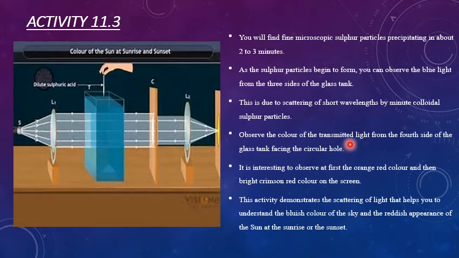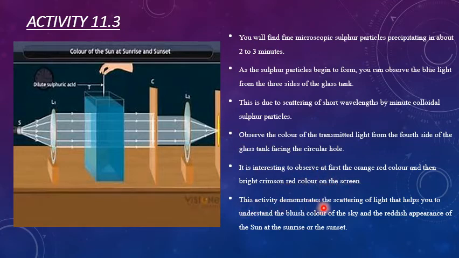Observe the color of the transmitted light from the fourth side of the glass tank facing the circular hole. So you can observe it from the other side. It is interesting to observe at first the orange red color and then bright crimson red color on the screen. Here on the screen you will see these changes in colors.